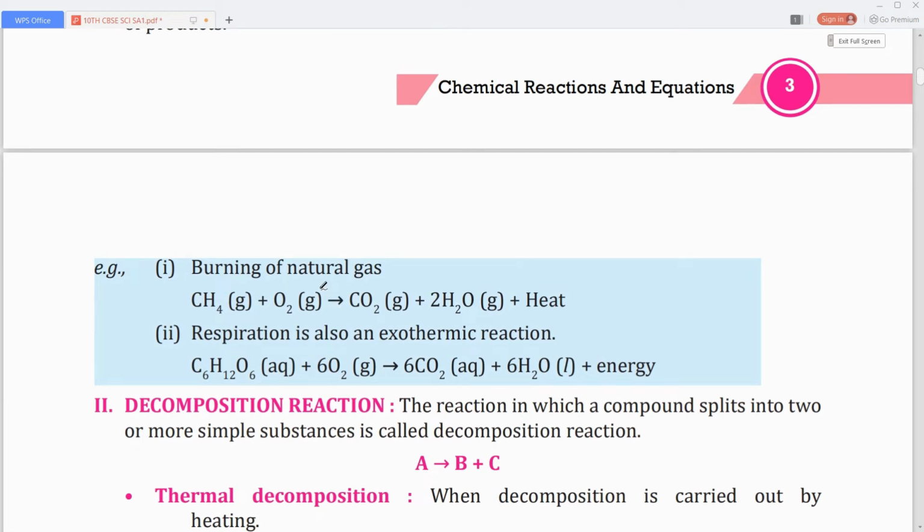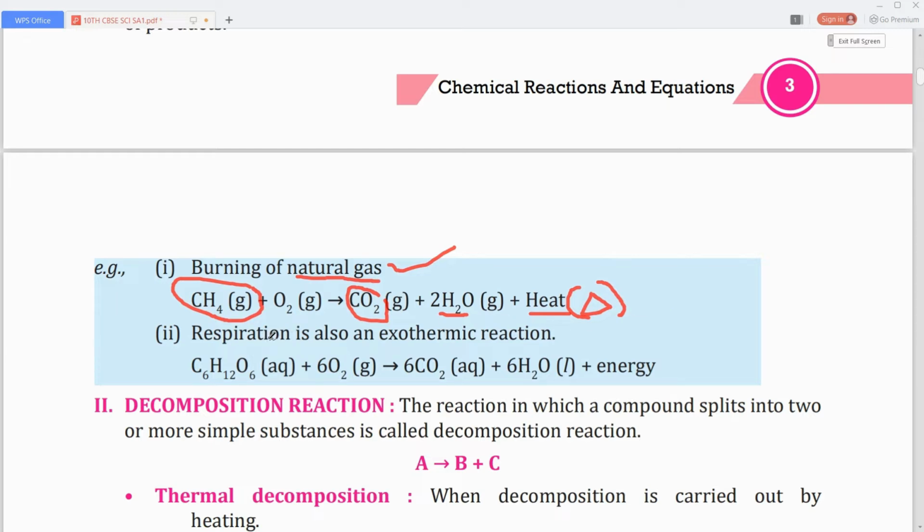One more example of exothermic reaction is burning of natural gas. Natural gas means CH4, it is called methane. When methane reacts with oxygen, it gives carbon dioxide, water and heat. In brackets we can also write the symbol delta for heat. So when heat is released, it is called an exothermic reaction.